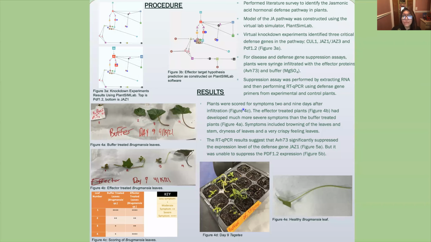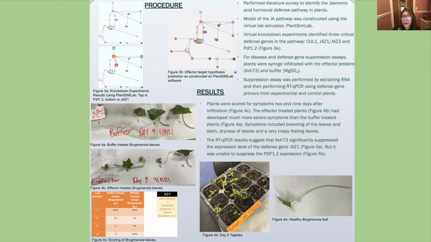So what I did was I performed a literature survey to identify the JA pathway in plants. From here, I then created a model of this JA pathway using Plant SimLab, a virtual lab simulator. I performed some knockdown experiments we can see here in figure 3A, and I identified three defense genes that are critical, which is COL1, JAS1, and JAS3, and PDF 1.2.